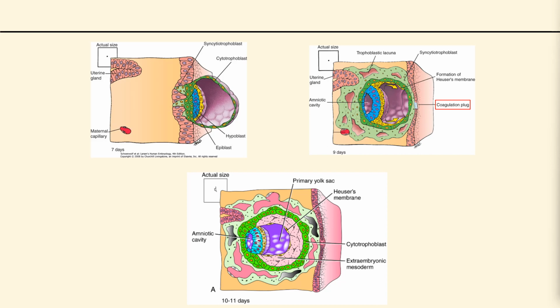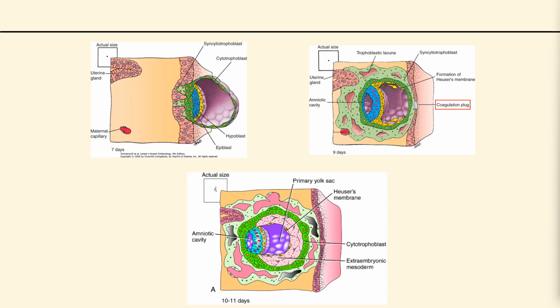We can see the bilaminar disc is now beginning to form a primary yolk sac from that migrating hypoblast layer. We can also see the epiblast layer has formed a cavity of its own, the amniotic cavity. This will become very important when we look at twinning in future lectures.